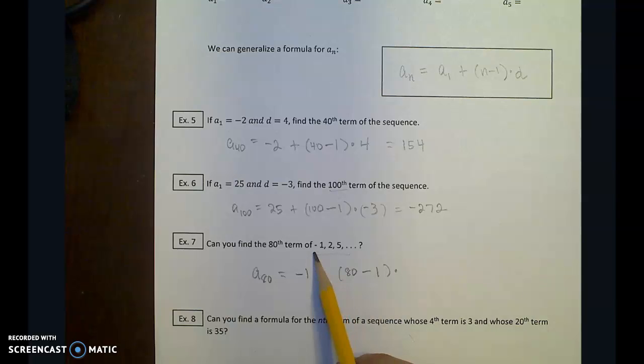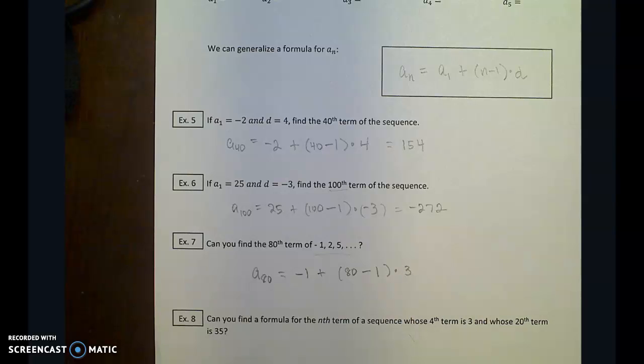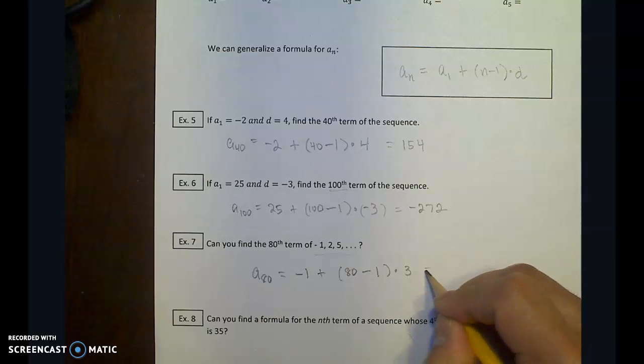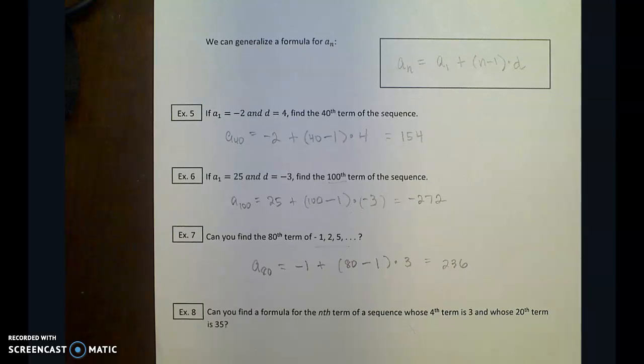So we're going from -1 to 2 to 5. As you go from one number to the next, you have to add 3. So we're going to multiply by that common difference of 3. And so when you do that, you get 236.